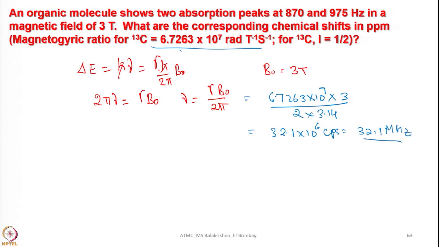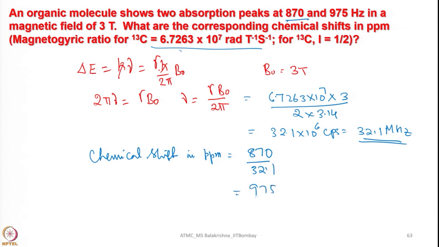This is the field strength now. So calculate the chemical shift in ppm. What you have to do is, 870 is given here. First 870 divided by 32.1, and another one is 975 divided by 32.1, will give you the corresponding values in ppm. That one is 27.1 ppm, and then this is 30.4 ppm. So this is how one can do the calculation.